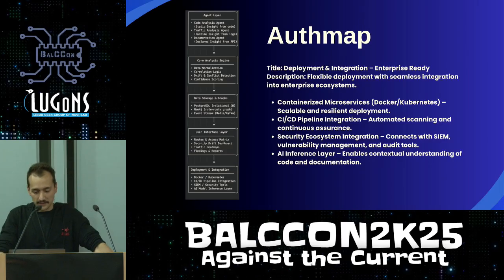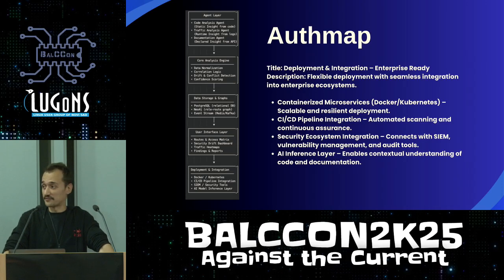So the deployment and integration, we try to make AuthMap as enterprise ready as possible. Just like that, you would bring in a tool and then deploy it across all your CI/CD. So for this, we have containerized microservices. It can be Dockerized, or you can deploy on Kubernetes. And AuthMap is aiming to be a scalable and resilient deployment. For the CI/CD pipeline integration, we have automated scanning and continuous code assurance.